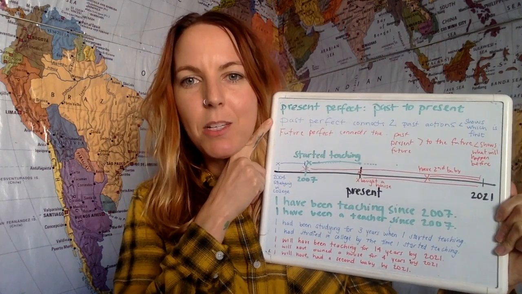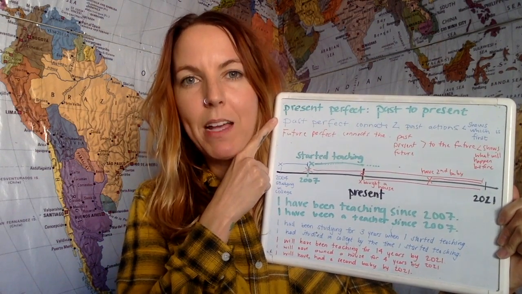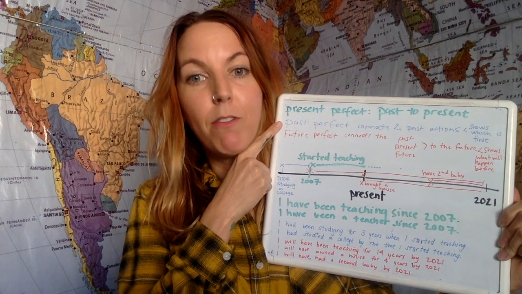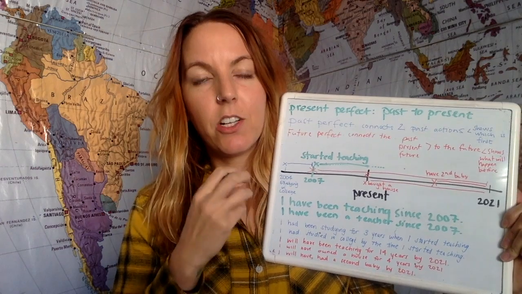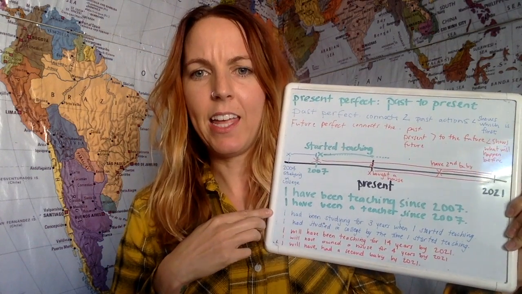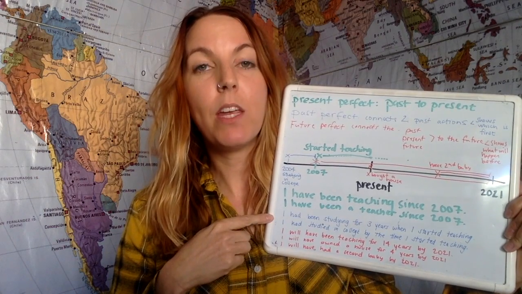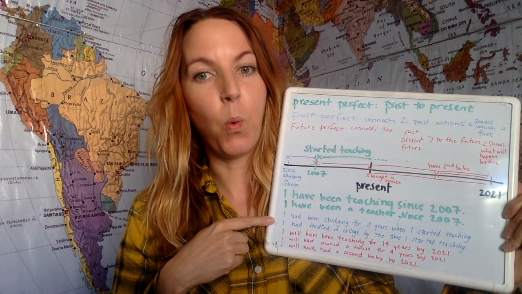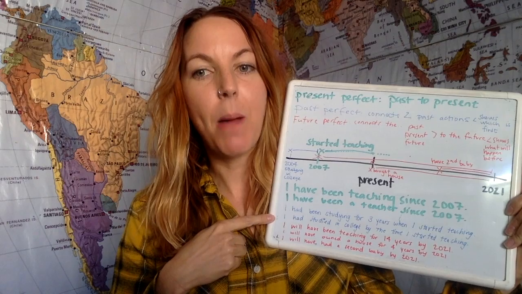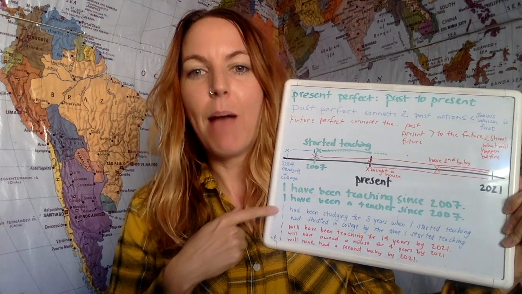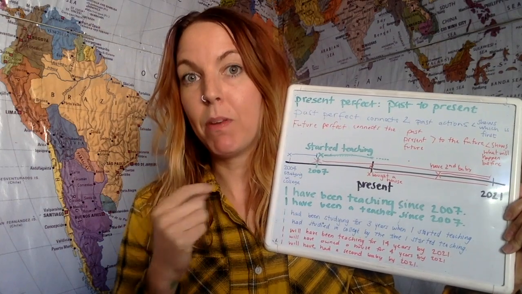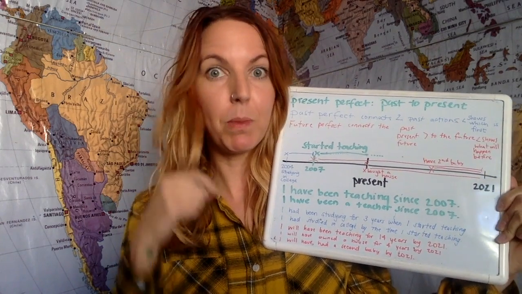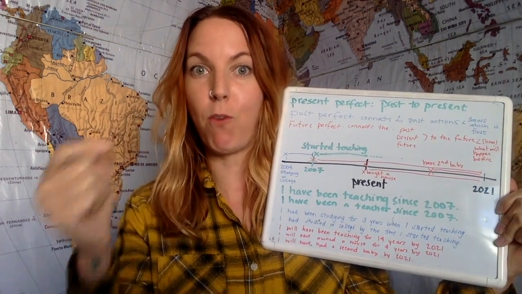Next, we have the past perfect. Remember, this connects two past actions and it shows which one happened first. So here in 2004, I started studying in college. I started studying before I started teaching. So I can say, I had been studying for 3 years when I started teaching, or I had studied in college by the time I started teaching. Both of these past perfects, had been studying or had studied, happened first, and it shows that it happened before 2007, before I started teaching.